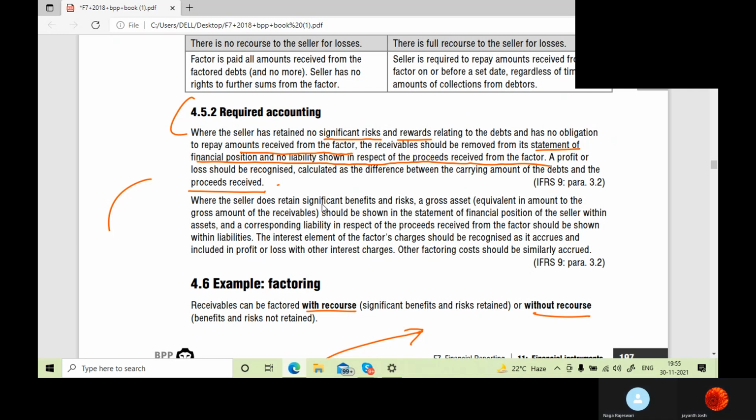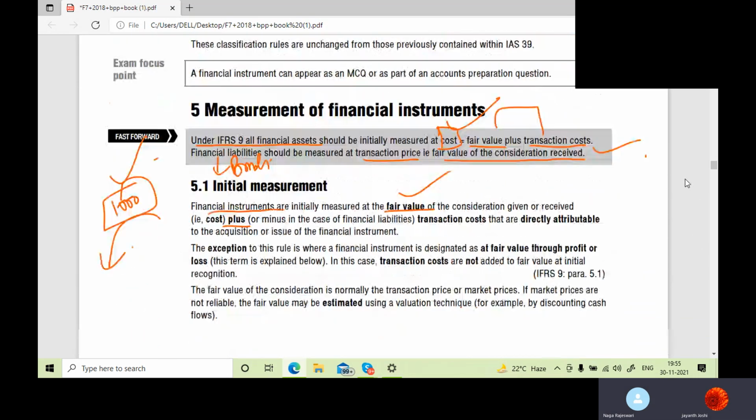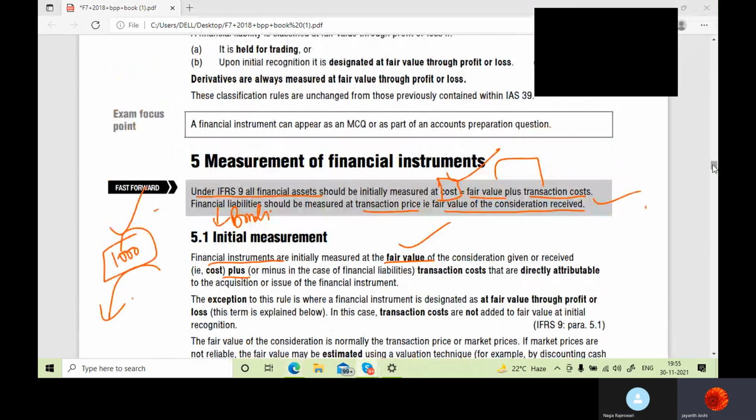Where the seller does retain significant risk, a gross asset should be shown in the statement of financial position. That means if they are bearing the risk, they will show it in the statement of financial position. If they are not bearing, they won't show, because the factoring company is taking care. And if they are paying any charges, they should show it in the P&L as factoring cost. That's it.